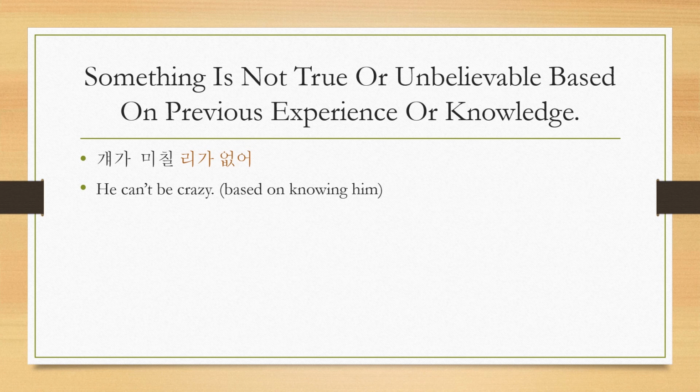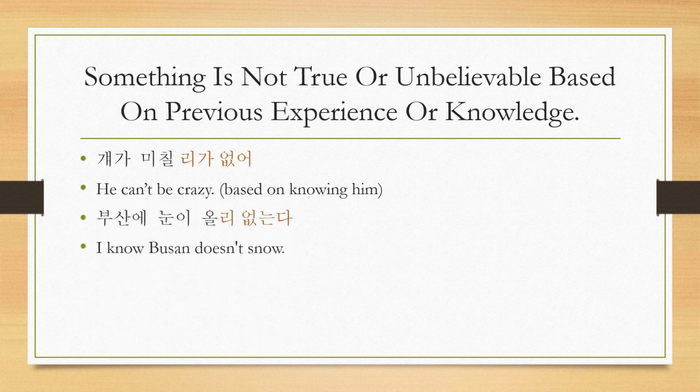So I try to make it as simple as possible, right? So once again, 개가 is like saying he, which literally translates into 그 아이, the colloquial form of saying he. It literally means that kid, but it's used in lieu of he or she. And like, he's not crazy, right? So you're saying he can't be crazy because based on something you know about him, you know him that he's not crazy, so you're saying he's 미칠 리가 없어.